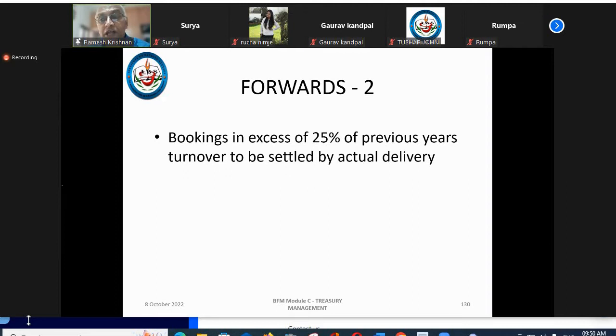delivery. That means last year my turnover was $100 million. So if this year I have already booked for $30 million, then up to 25 million I can freely cancel and rebook. But the balance 5 million, which is exceeding my 25% of previous year's turnover, I have to give bills for delivery if I am an exporter. Similarly, I have to take delivery of import bills if I am an importer. So that is why actual delivery.